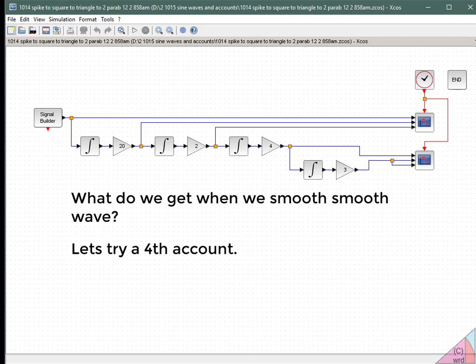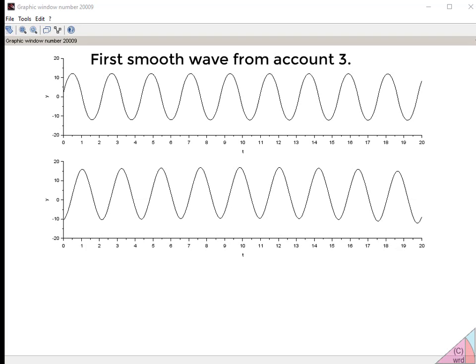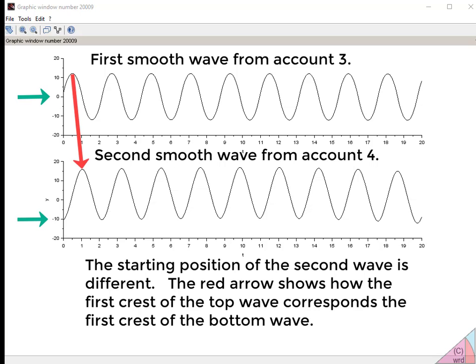We add a fourth account. Here is the result of additional smoothing of an already smooth wave. Not much to see in overall appearance. But there is a difference. Check out the start time. The wave of the fourth account is delayed with respect to the output of the third account.